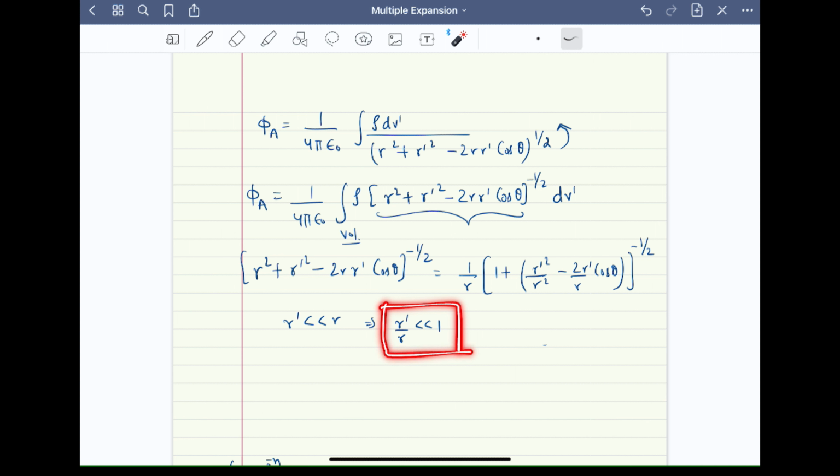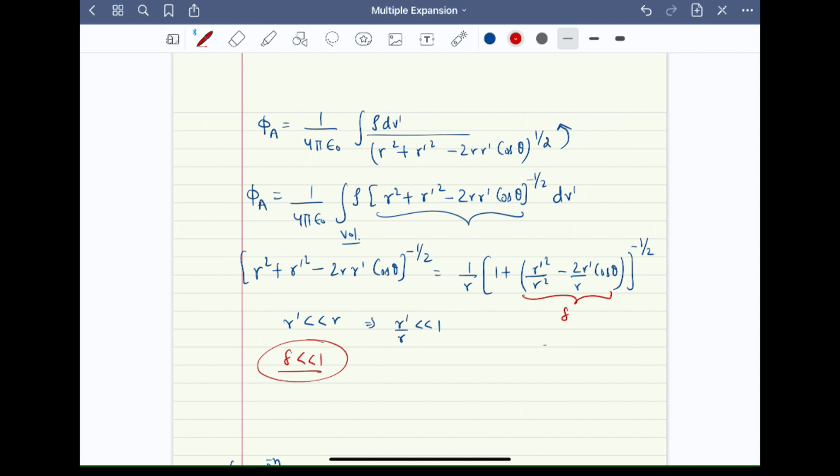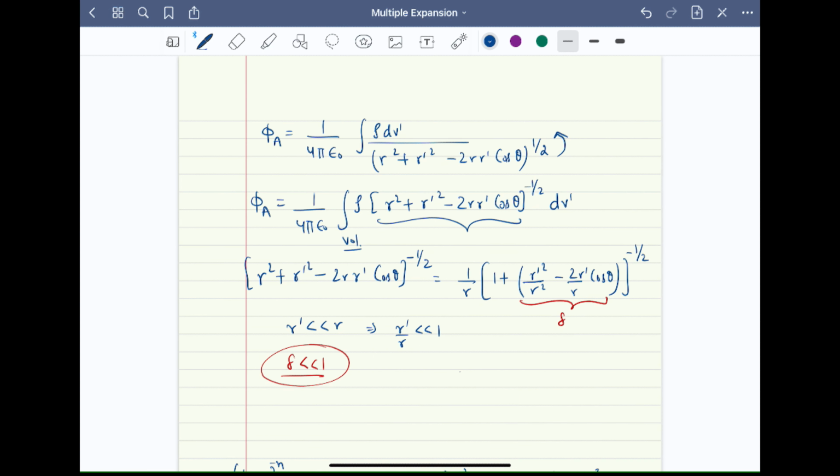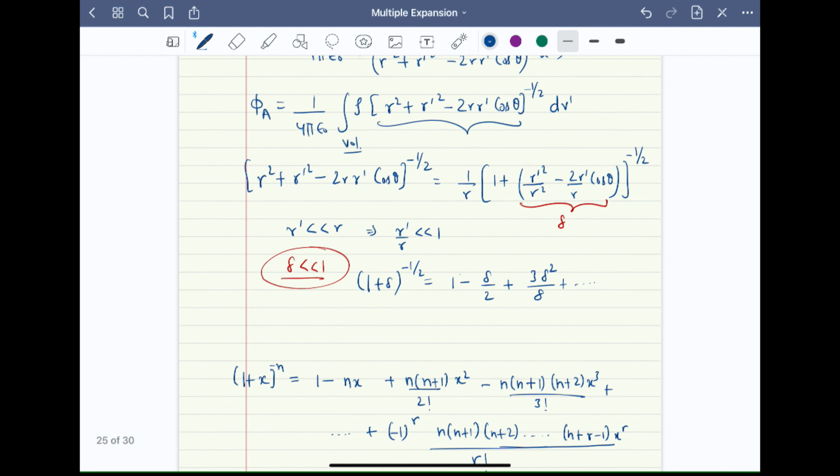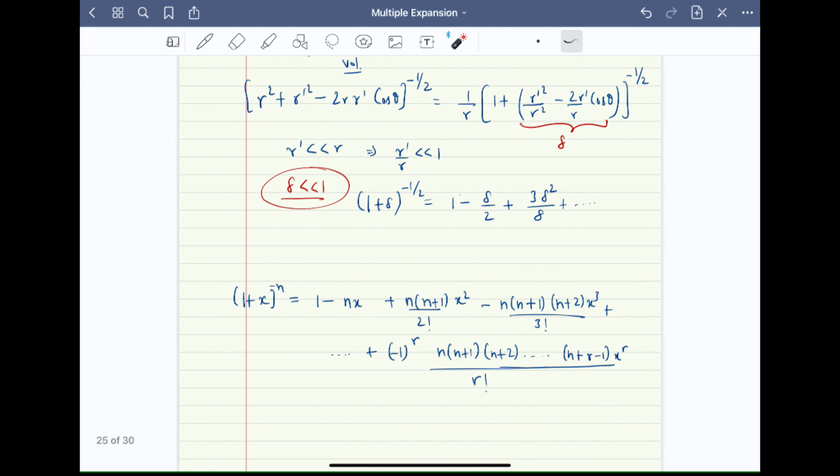So we can call this object delta. Now delta is less than 1, so here we can use the binomial expansion. So 1 plus delta to the power minus half can be written as 1 minus delta over 2 plus 3 delta square over 8 plus and so on. Those who don't know about the binomial expansion, I have written this formula here.